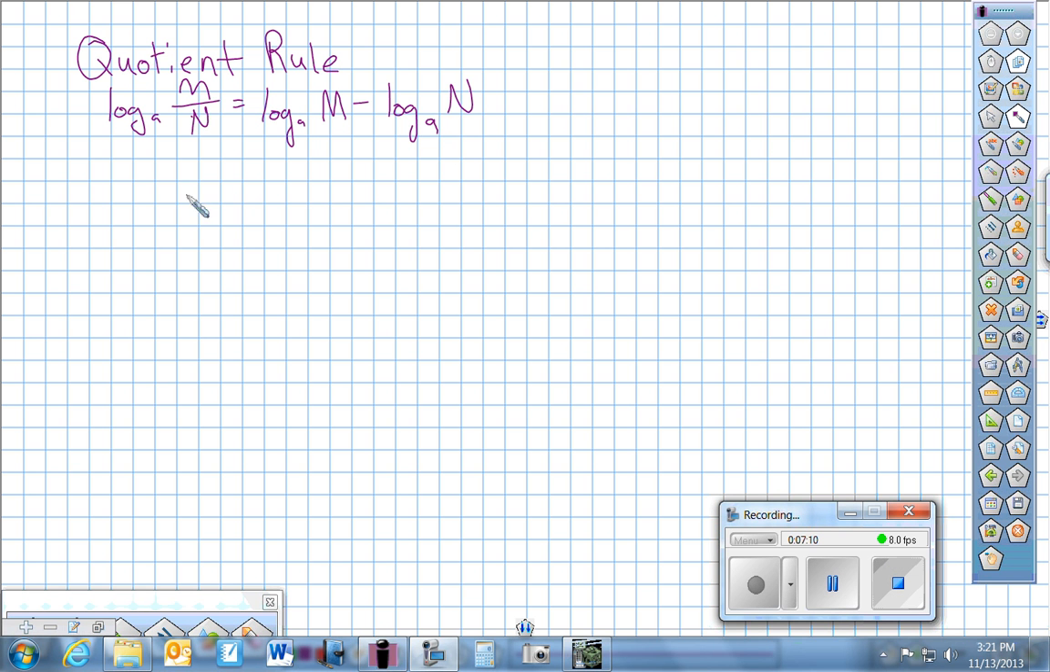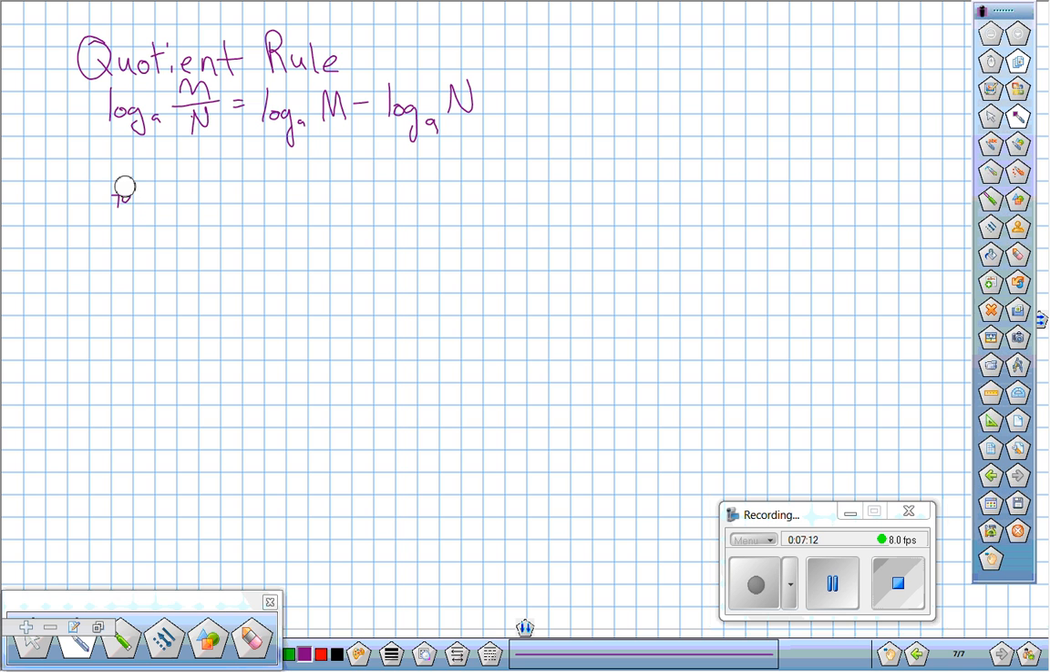A quick example: if I had log base t of 8 over w, that will just look like log base t of 8 minus log base t of w. Okay, these are pretty weird to actually look at. Some of them are nice, some of them are not so nice.